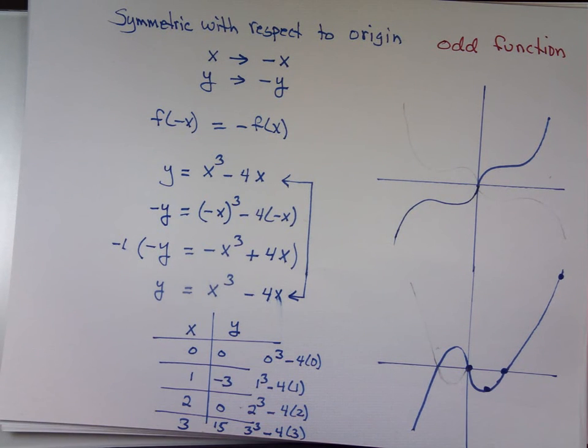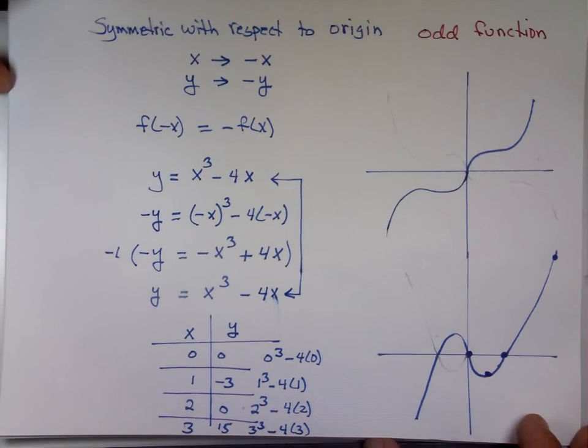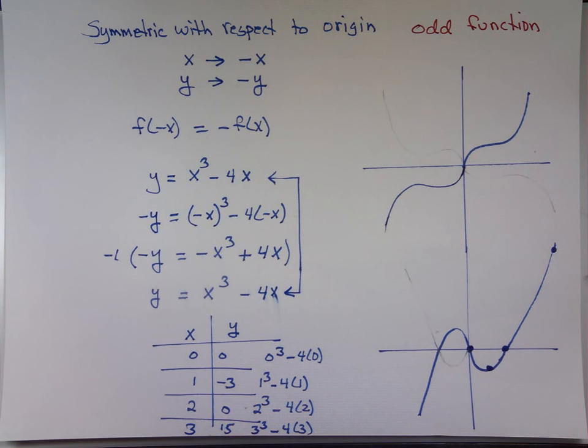So just little techniques to speed up the process. Instead of picking 10,000 points, if you know it's odd, even, you can graph one side, flip it over, and you have the other side. That's really the advantage of that.